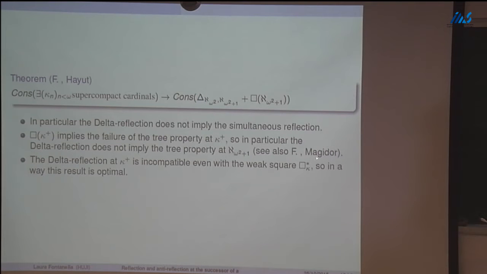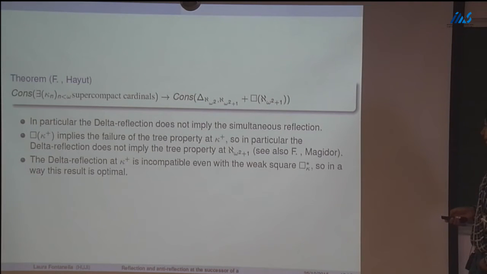But this is actually something that Magidor and I already proved in another joint paper. So this is just another way to prove this fact, that the two principles are independent. So in general, this tells us that any reflection property that is refuted by Todorcevic's square is not implied by the delta reflection. So the delta reflection is a quite strong reflection property, and yet there are some reflection properties that do not fall into the consequences of the delta reflection.